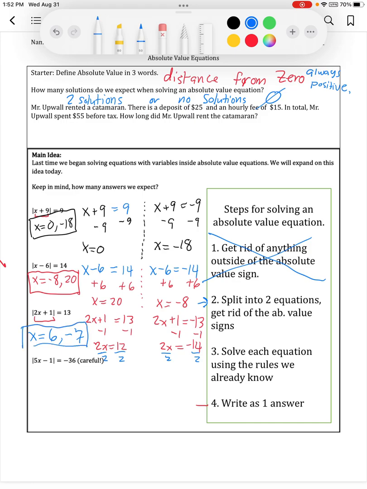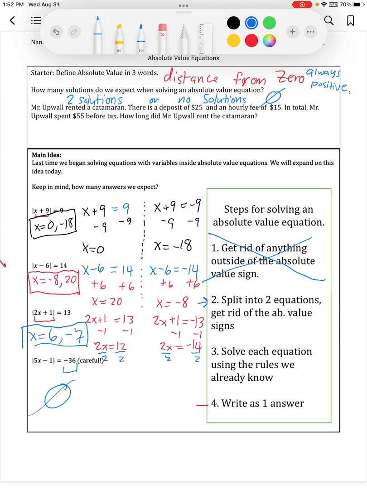Now this last one's a little different, because we take the absolute value of something and we end up with a negative number. Is there any number that once you take it, you're going to end up with a negative? No. So in this particular case, there is no solution. That's kind of a tricky little one.